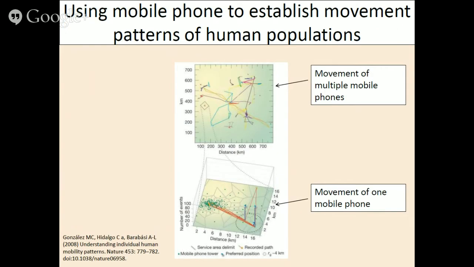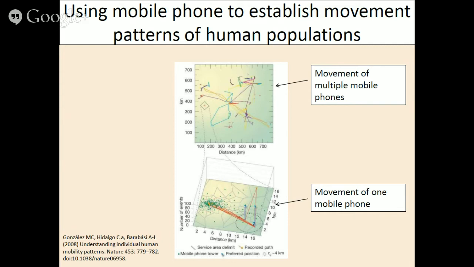There's another emergent field with a lot of data that I feel has been misused, and that is the use of mobile phones to establish the movement patterns of human populations. Here, the first figure is showing the geographic distance and the patterns of movement for several mobile phones. So we can do this kind of analysis in batch for a lot of people to see massive patterns.